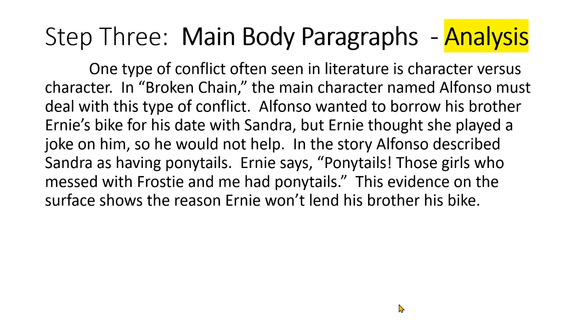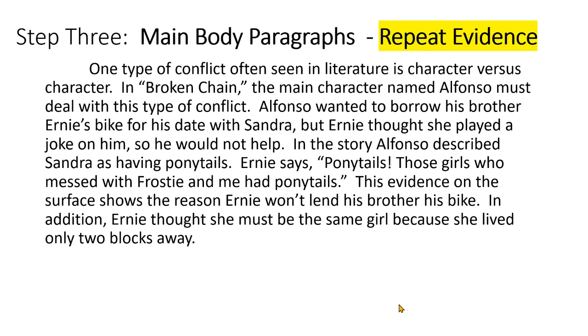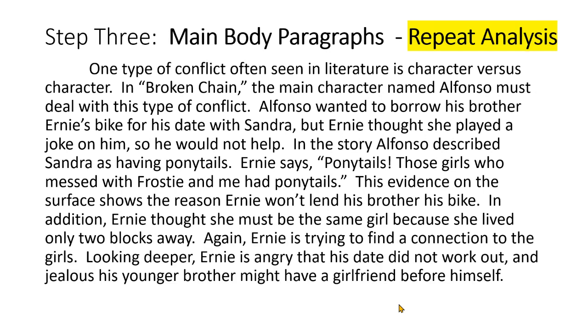My analysis is this: this evidence on the surface shows the reason that Ernie won't lend his brother's bike, even though we know that his logic is not that good. I'm going to get to that in a minute. In addition, here is a repeat of evidence. Same conflict, though. Ernie thought she must be the same girl because she lived 2 blocks away. And finally, my repeated analysis, my second bit of analysis.